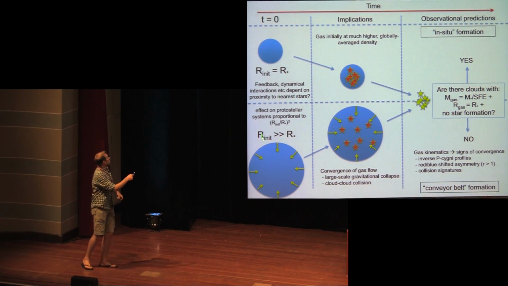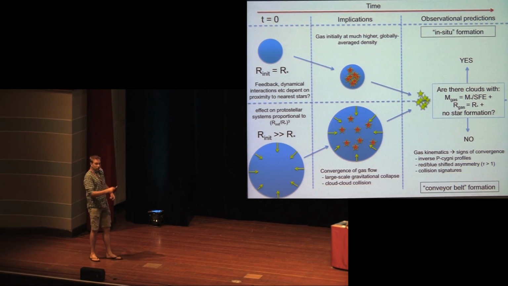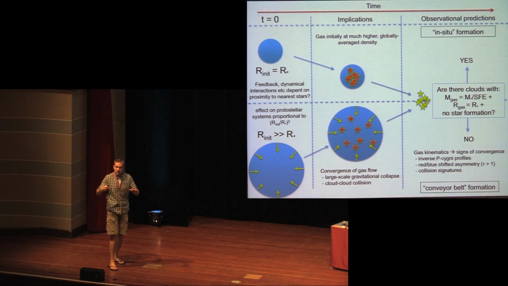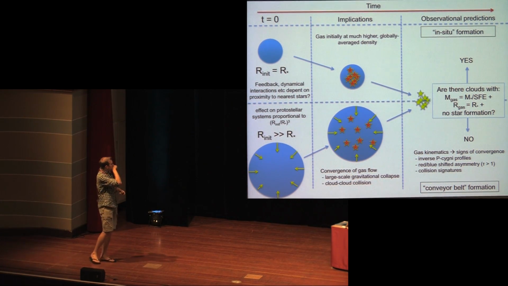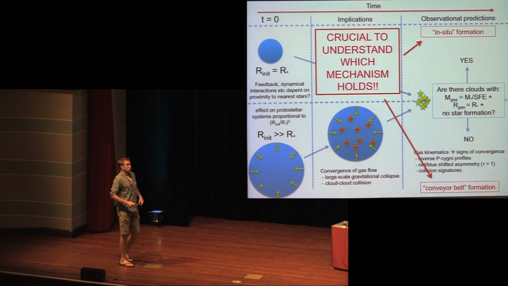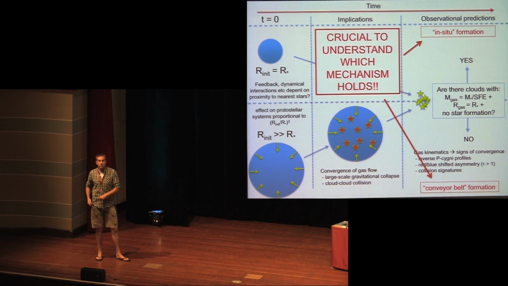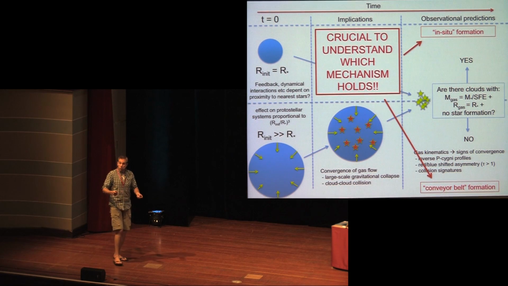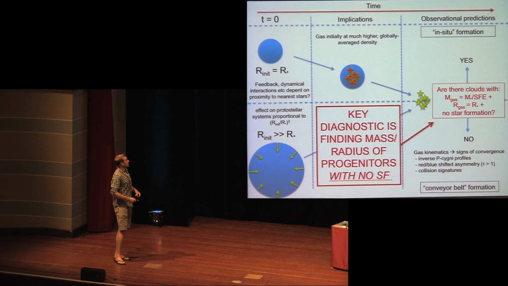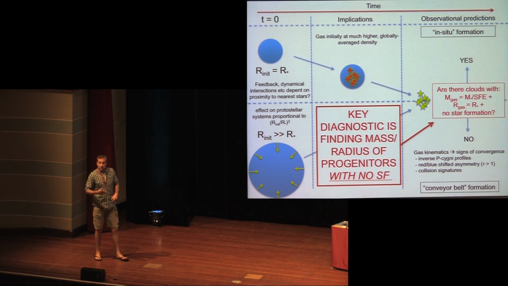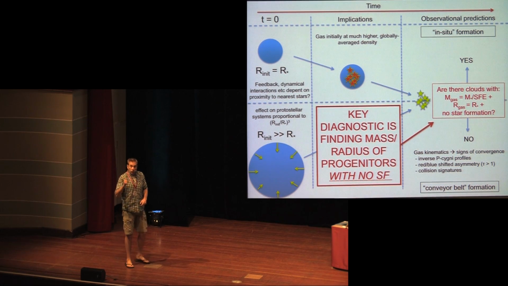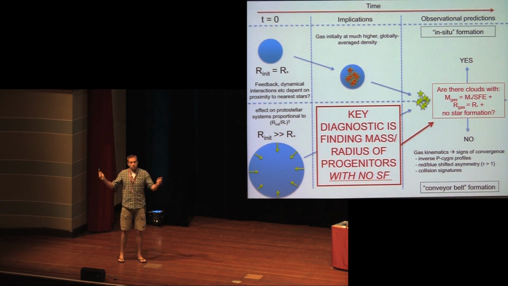Just to reiterate, if things like feedback are important in a volumetric way, then this comes in as a cube here. So it's really crucial to understand which of these operates and when, or none at all, or both. So the key diagnostic is finding the mass and radius of the progenitors before there's any star formation, and that's really important, because by the time you're down in this stage here, it's all over.